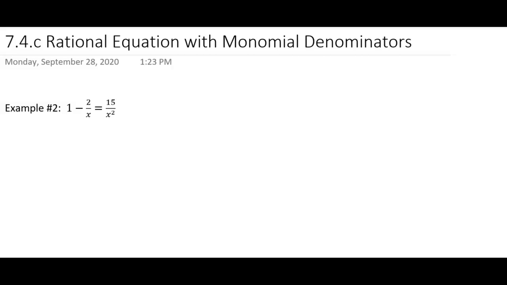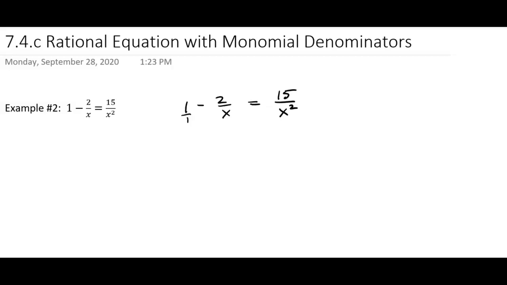Okay, so now we're going to apply those steps to a rational equation. So we have 1 minus 2 over x equals 15 over x squared. So look at the denominators. Now you might say, well, what about that 1 right at the beginning? You can think of it as 1 over 1 if you want to. And so we have a denominator of x, a denominator of x squared.